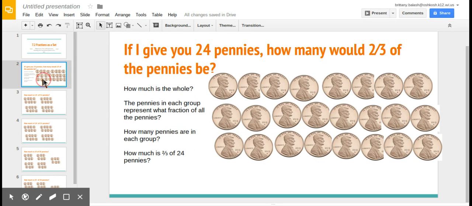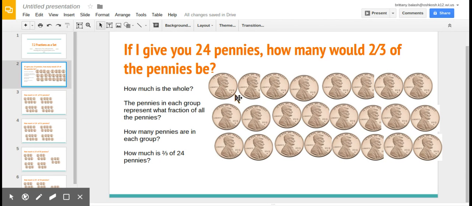So the first problem is if I gave you 24 pennies, how many would 2/3 of those pennies be? Okay, so the first thing we're going to do is talk about what is the whole amount that we are working with. Okay, so the first question I have for you here is what is the whole amount? Well, the whole amount is 24 pennies, okay? And we need to get them into thirds.